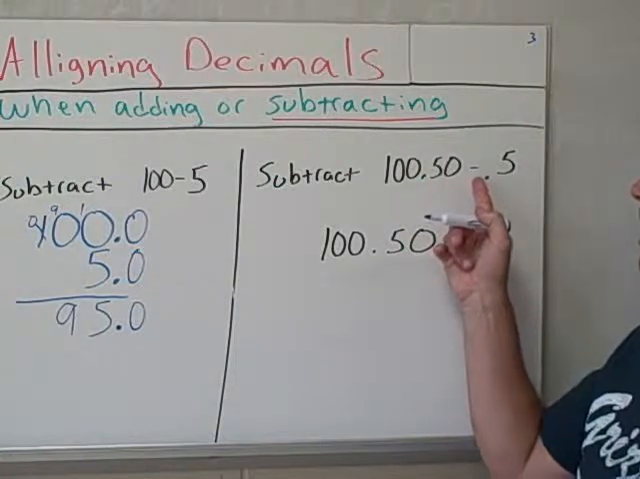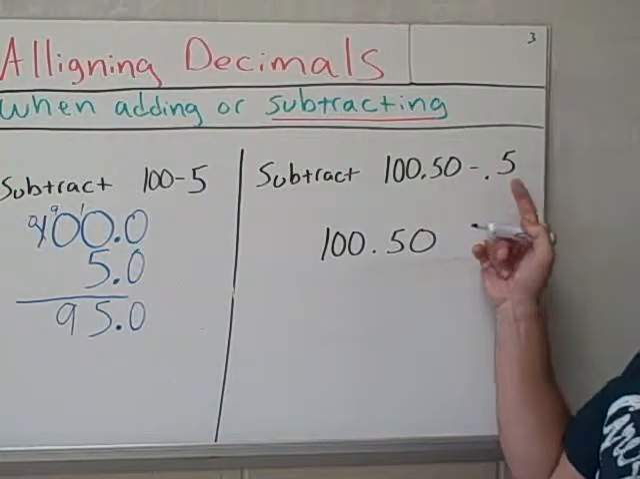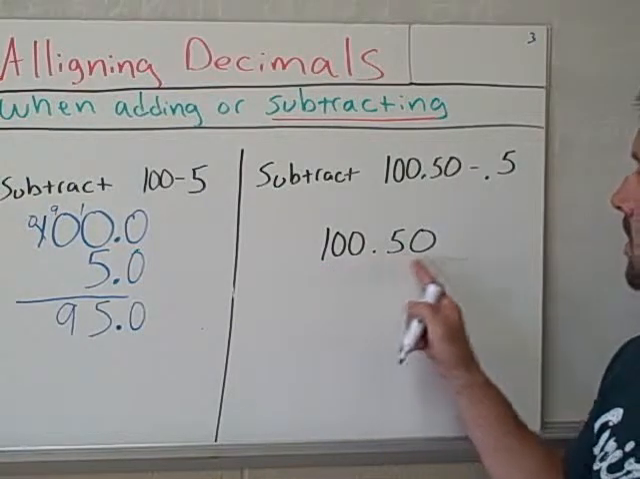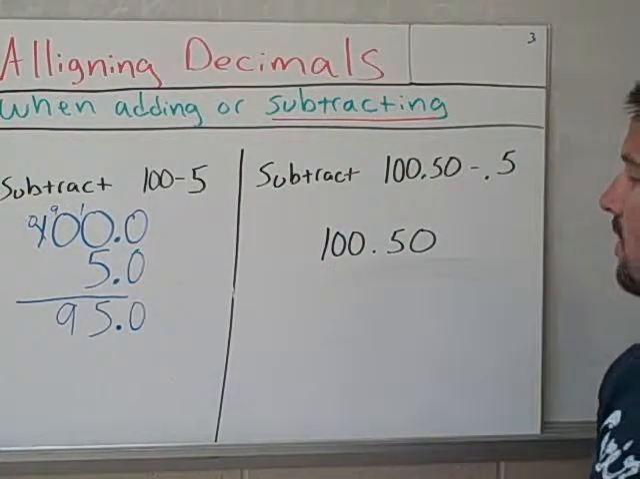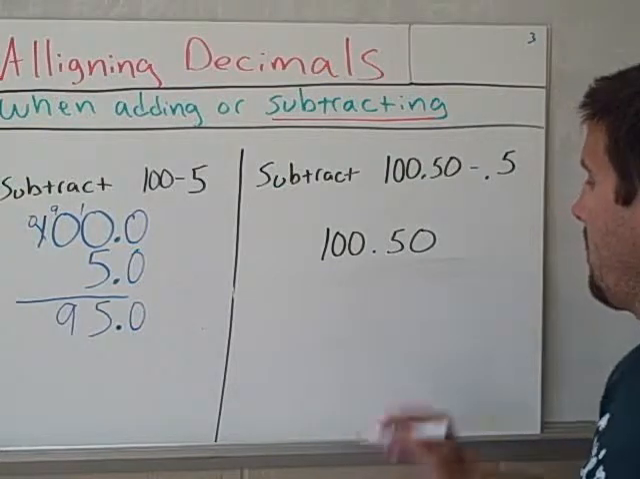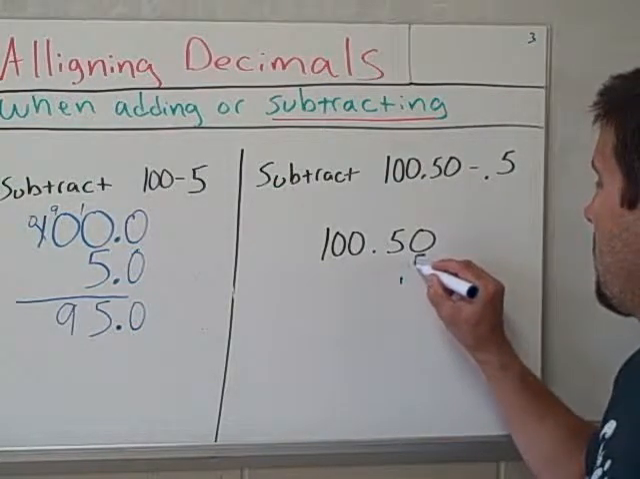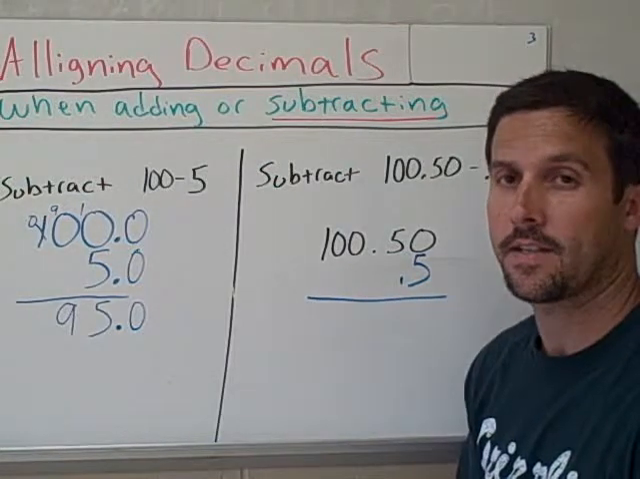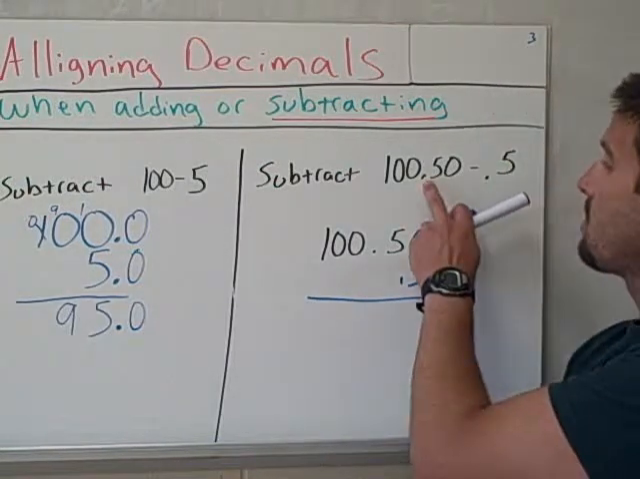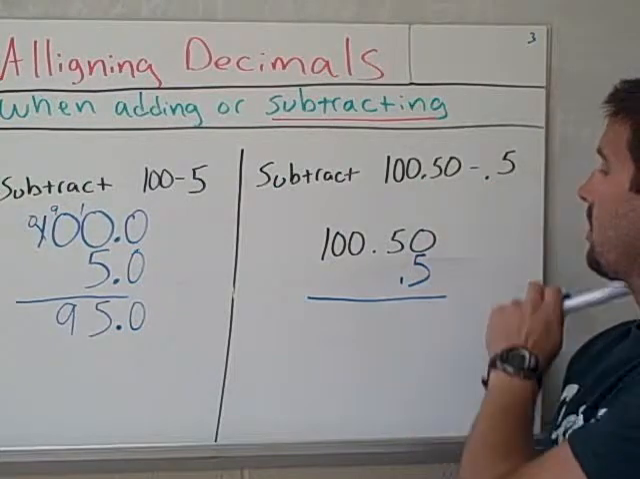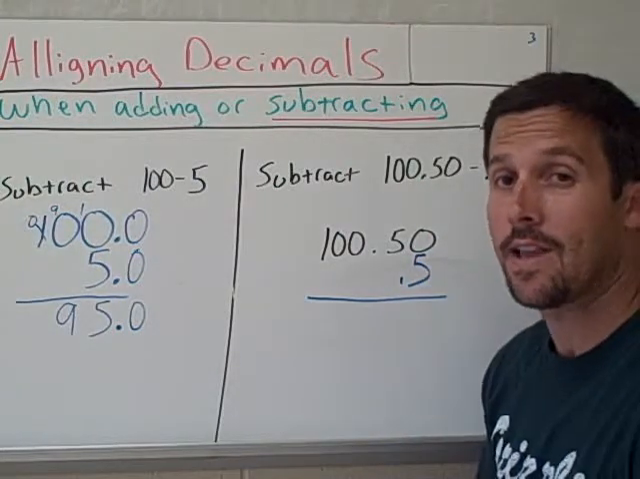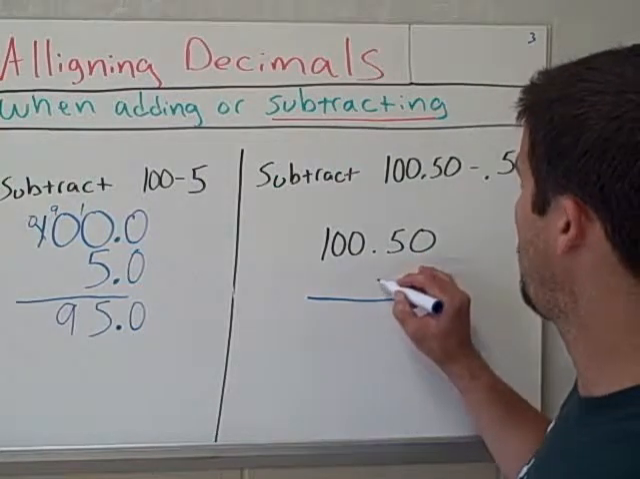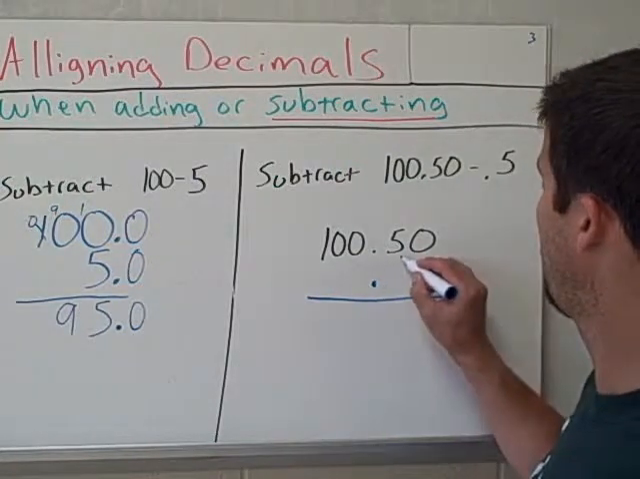Okay, let's subtract 100.50 and 0.5. Okay, so I've already written down this number. Now, how do we write this 0.5 in here? Well, if I wrote it like this, the 0.5, if I just align the numbers, that would be incorrect. I have a decimal already here, and I have a decimal here. So you're going to have to align the decimals. I'm going to take this out. I'm going to put the point right here.